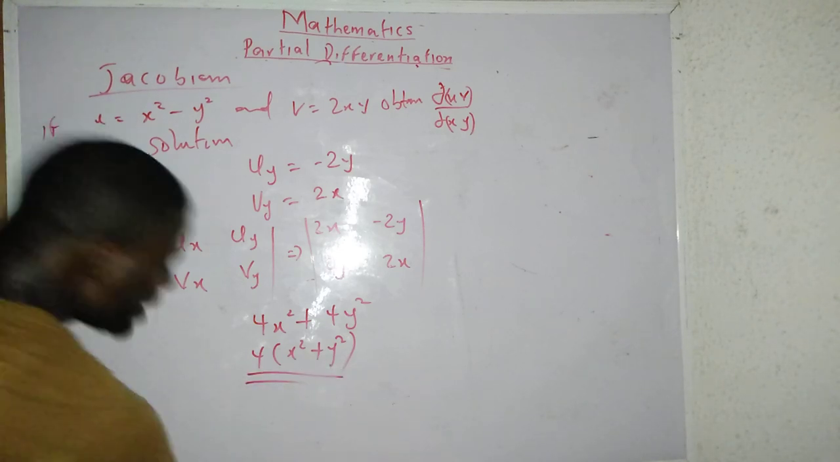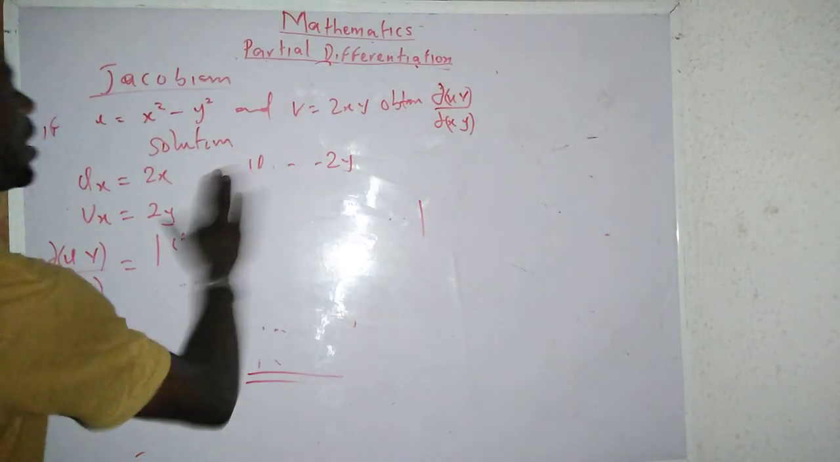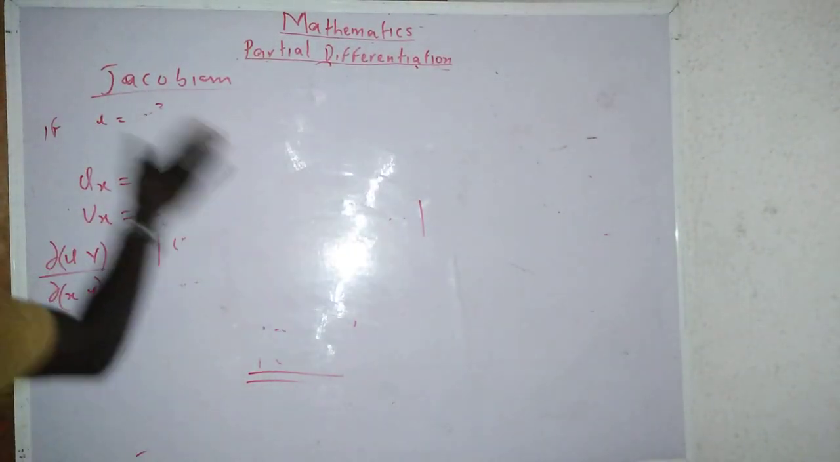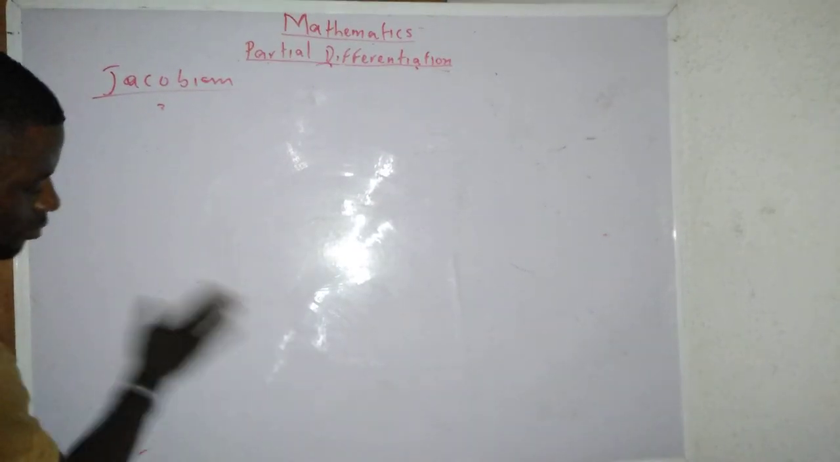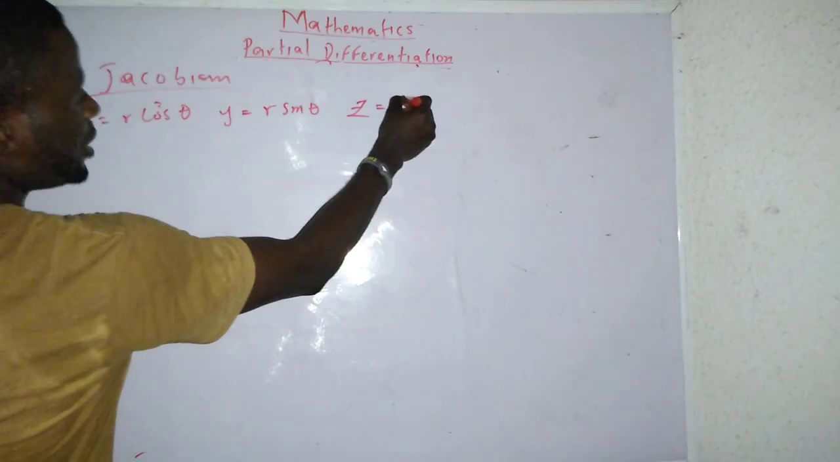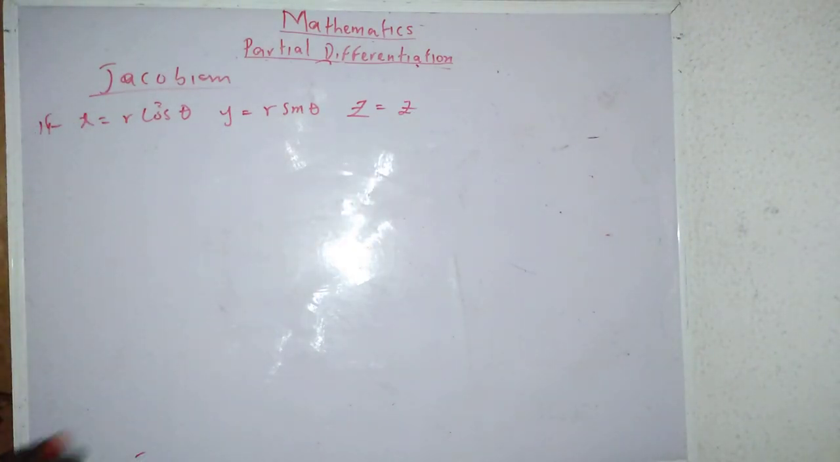Now, if I have a particular problem like this, where there are more than two, there are three this time. If I have another problem like this: if x equals r cos theta, and y equals r sine theta, and z equals z.